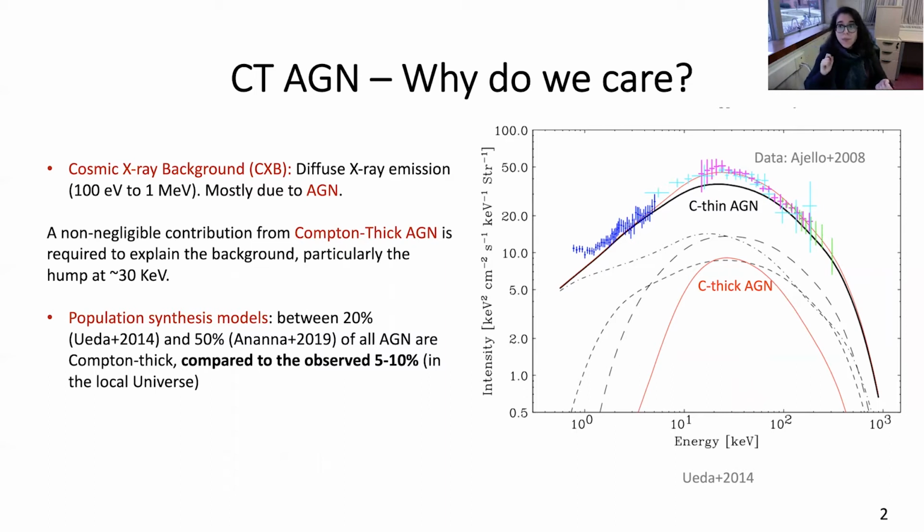But in fact, observations are showing that only between 5 to 10% of known AGN in the local universe are Compton-Thick. So we know that there are a lot more Compton-Thick AGN around us than we can actually observe. But how do we fix this?